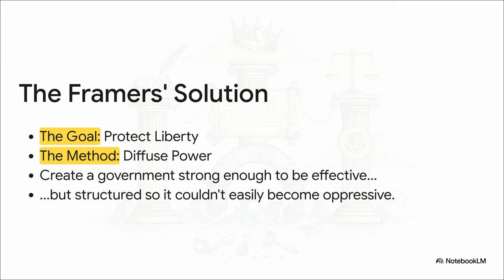At the end of the day, the number one goal was to protect liberty. And the method to get there was to diffuse power, spread it out, break it up. Federalism and the separation of powers were the tools they used to solve this timeless problem of human ambition. They built a government that was actually strong enough to work, but they structured it so it would be incredibly difficult for that government to turn its power against the people.